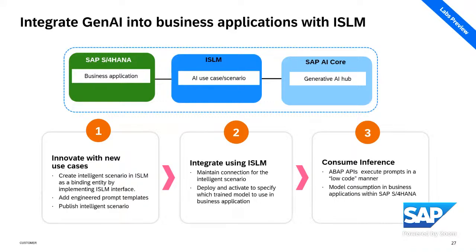And when you create an intelligent scenario, you can also associate your well-engineered prompt templates, which are representation of a prompt. As a part of the intelligent scenario, you can manage the lifecycle of these templates and you can publish the scenario. You can maintain the connectivity to generative AI hub in an easy and efficient way in ISLM, which you'll also see in the demo. Then you can deploy the LLM models, activate them for productive usage. And we also offer a kind of low code ABAP APIs to easily execute the prompts in the context of a prompt template. And then the model could be integrated within the business process.